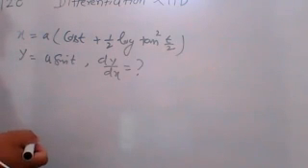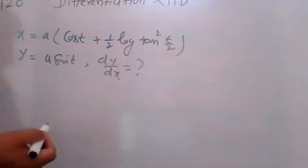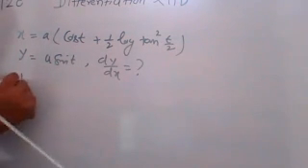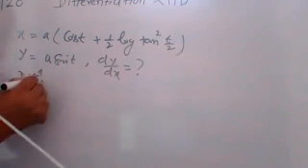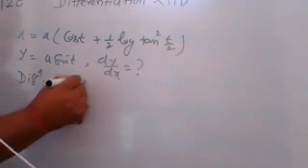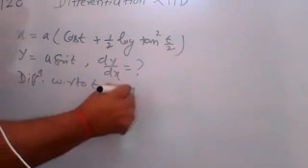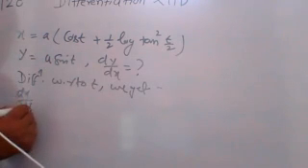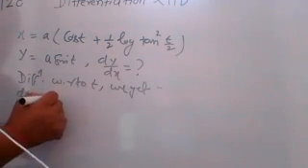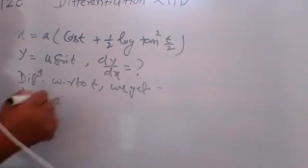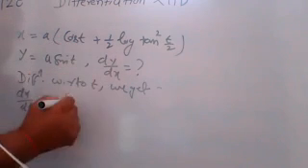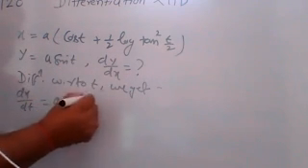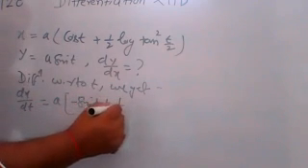So what you do? Here t is the parameter, so you have to differentiate it with respect to t. Differentiating with respect to t, we get dx by dt is equal to a, which is a constant, so you write it here a, into the differentiation of cos t, which is minus sin t, plus 1 upon 2.